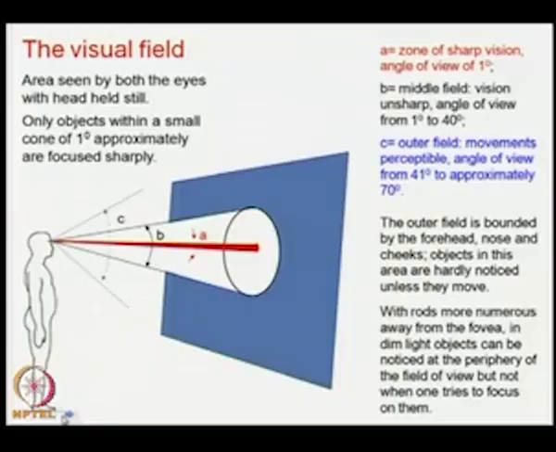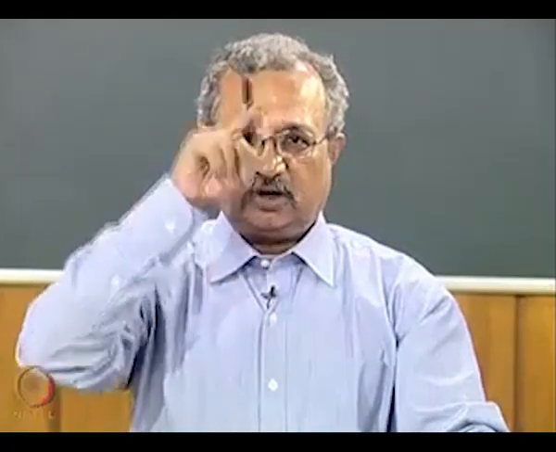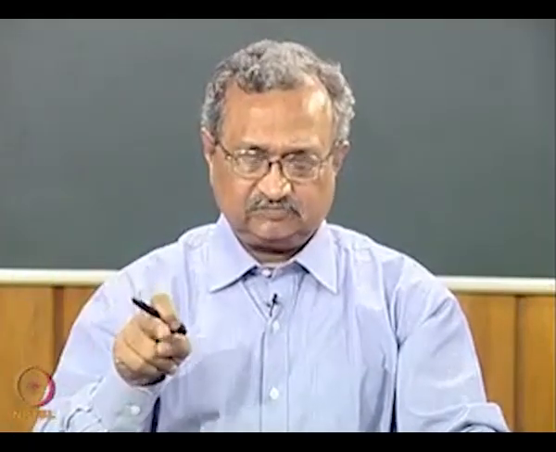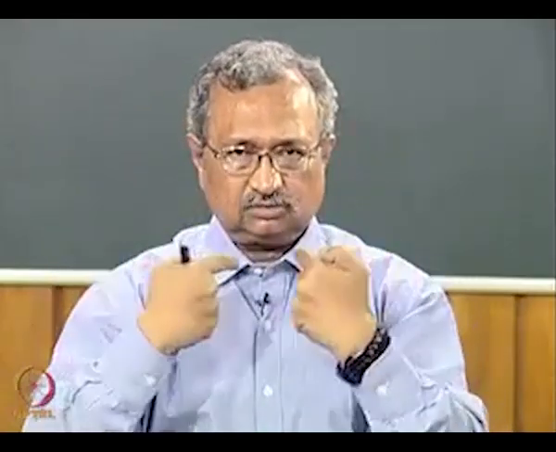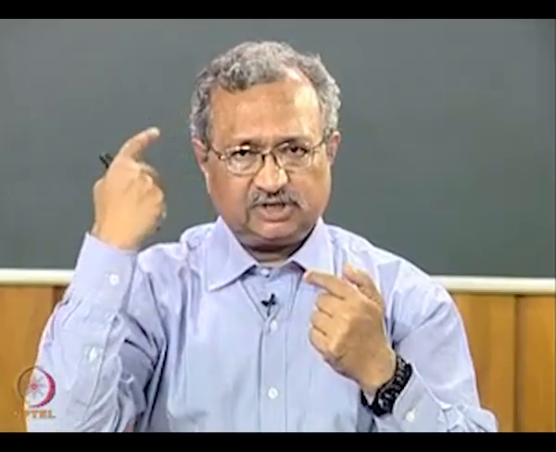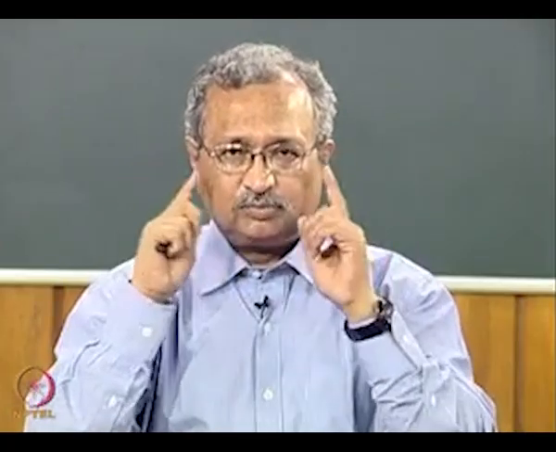Now, the visual field. In this slide, the area seen by both the eyes with the head held still, that is the visual field. Yes, with the head still, whatever area I can see through my eyes, this is the visual field area. Therefore, for both eyes there will be a visual field, and in the periphery side it will be circular, and here it will be cut for the nose and so on. So, both the fields will overlap and will give you a total visual field.